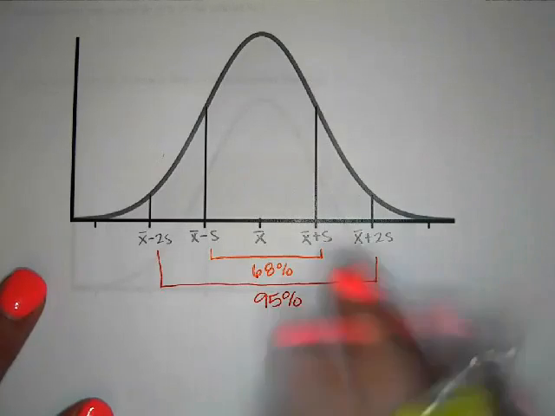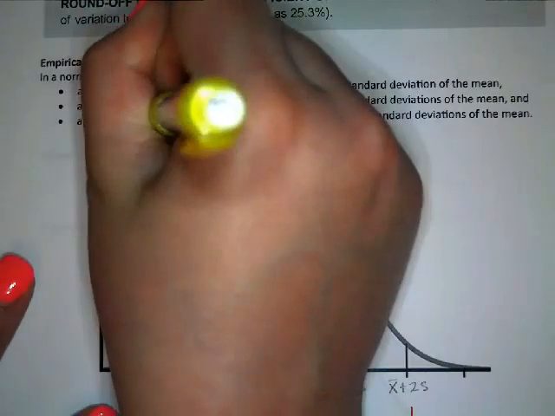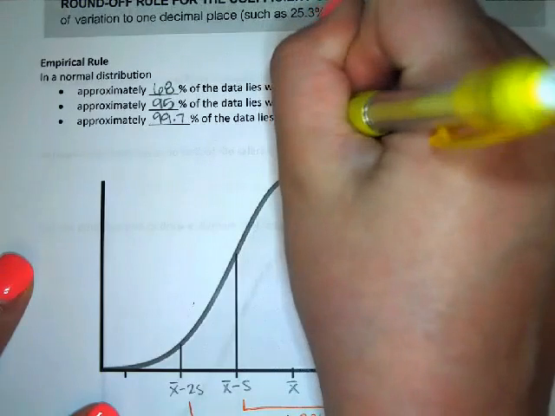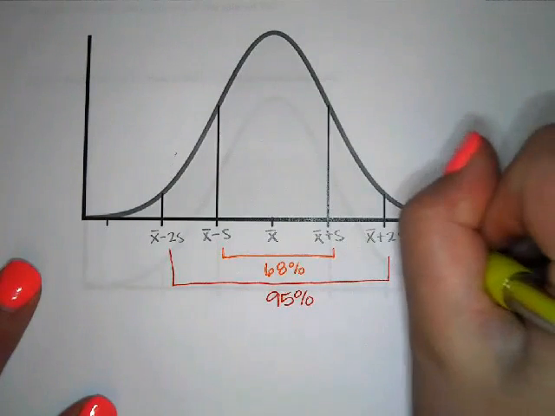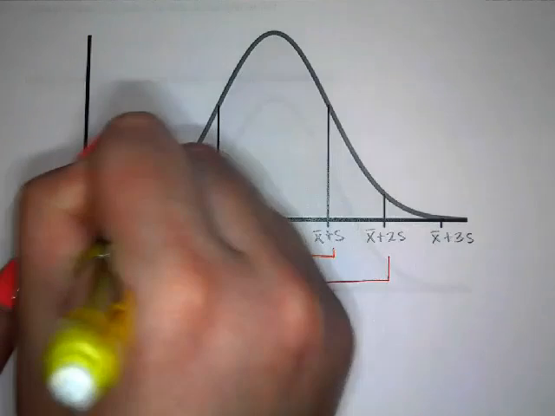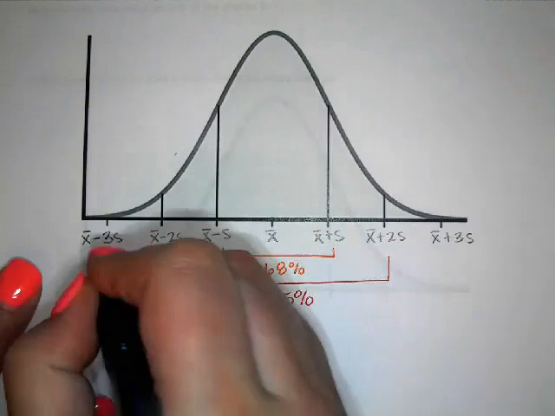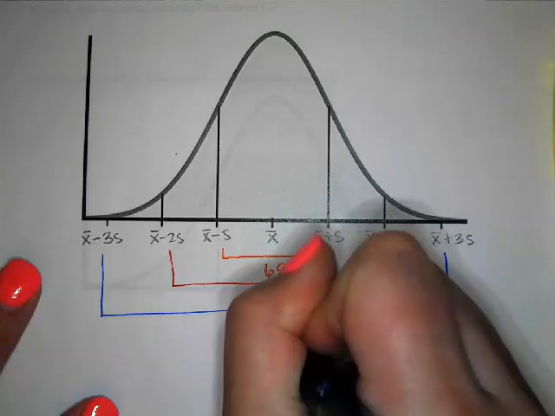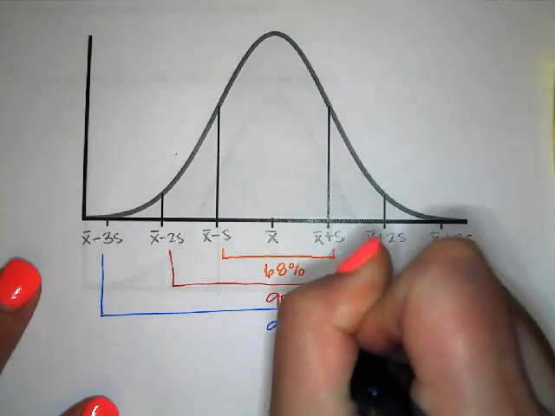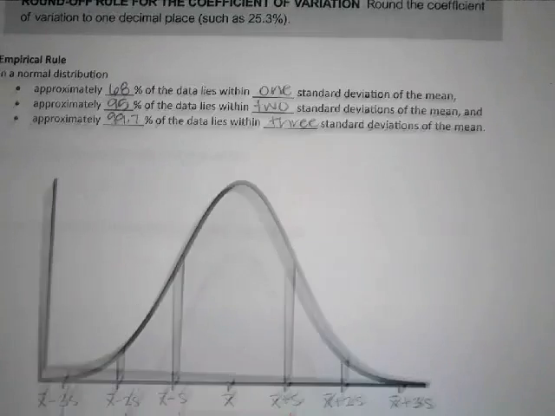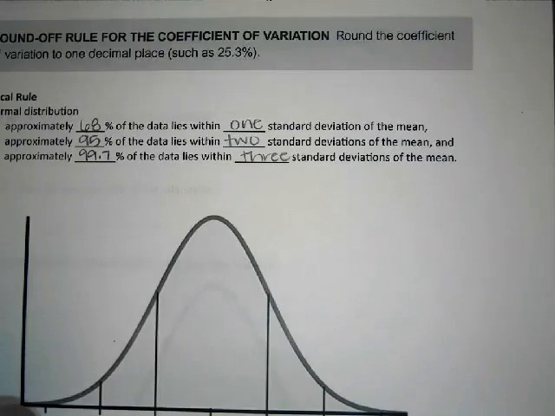All right, and then approximately 99.7% of the data lies within 3 standard deviations of the mean. So that would be X bar plus 3 standard deviations over here, X bar minus 3 standard deviations over here, and that would be 99.7% of the data values. All right. So let's look at some examples.